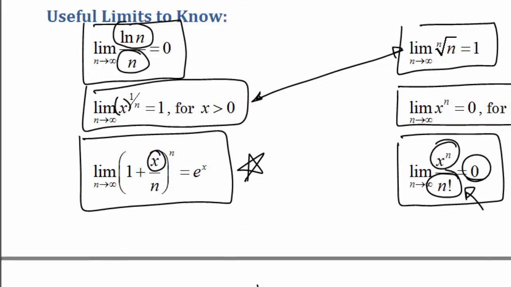That goes back to this right here. As long as the absolute value of x is less than 1 being raised to a power, you get 0. And of course, if it's greater than 1, it's going to diverge.